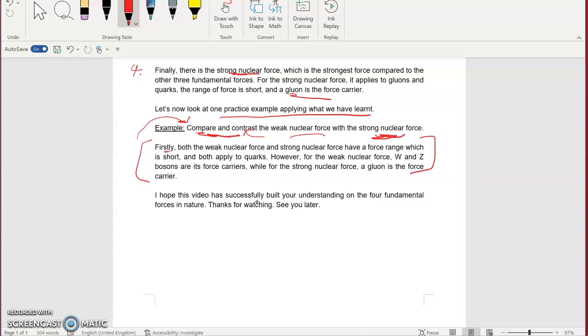What is written here? Firstly, both the weak nuclear force and strong nuclear force have a force range which is short. So both of them are short range forces, and both apply to quarks. However, for the weak nuclear force, W and Z bosons are its force carriers, while for the strong nuclear force, a gluon is the force carrier. So I've given similarities and differences, and I've answered the question.